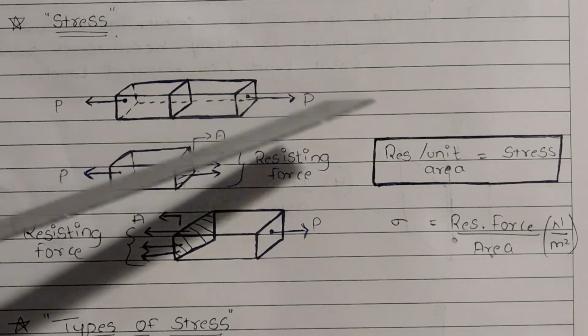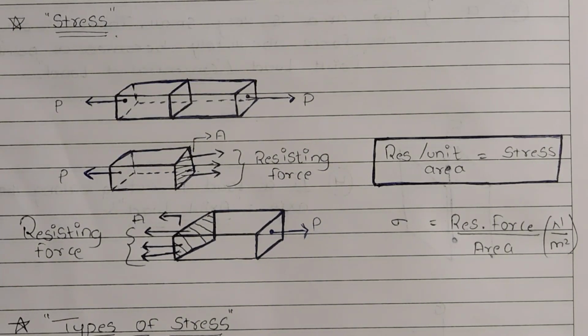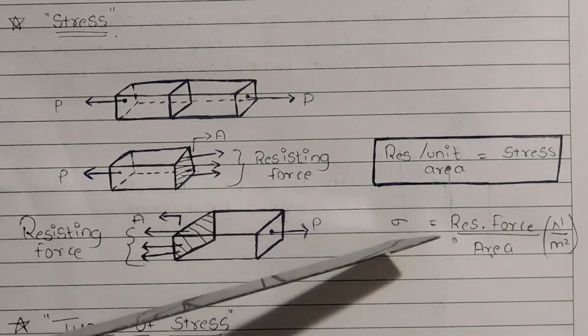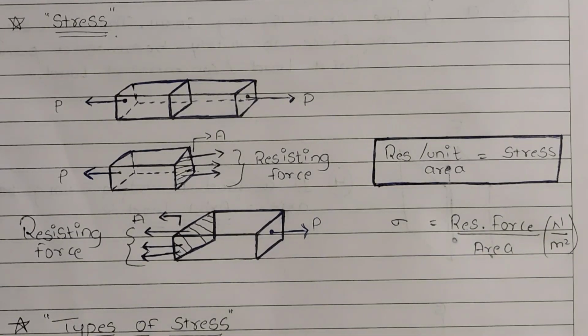So, due to the presence of resisting force in this block, the block will try to maintain the original shape and size, or the block will not allow its elongation. Simple. Such resisting force is known as stress. Stress is equal to resisting force per unit area, and the stress is denoted by sigma. So, resisting force upon area, and the unit is Newton per meter square.